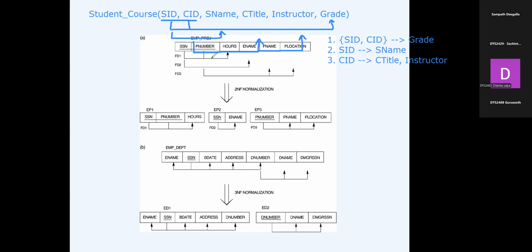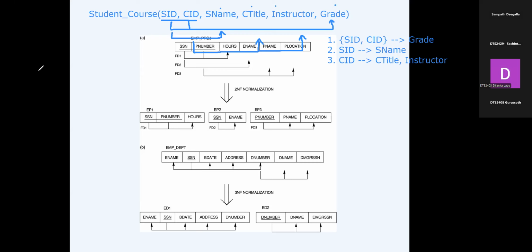Now what we said is that all the non-prime attributes, that means attributes that are not part of the candidate keys, should fully depend on the primary key. If you take this primary key, this is fully functionally dependent, but these are not. So we need to break this. How do you break this? We can remove this. You can get student ID and student name, course ID and course title and instructor, and then student ID, course ID, and grade.